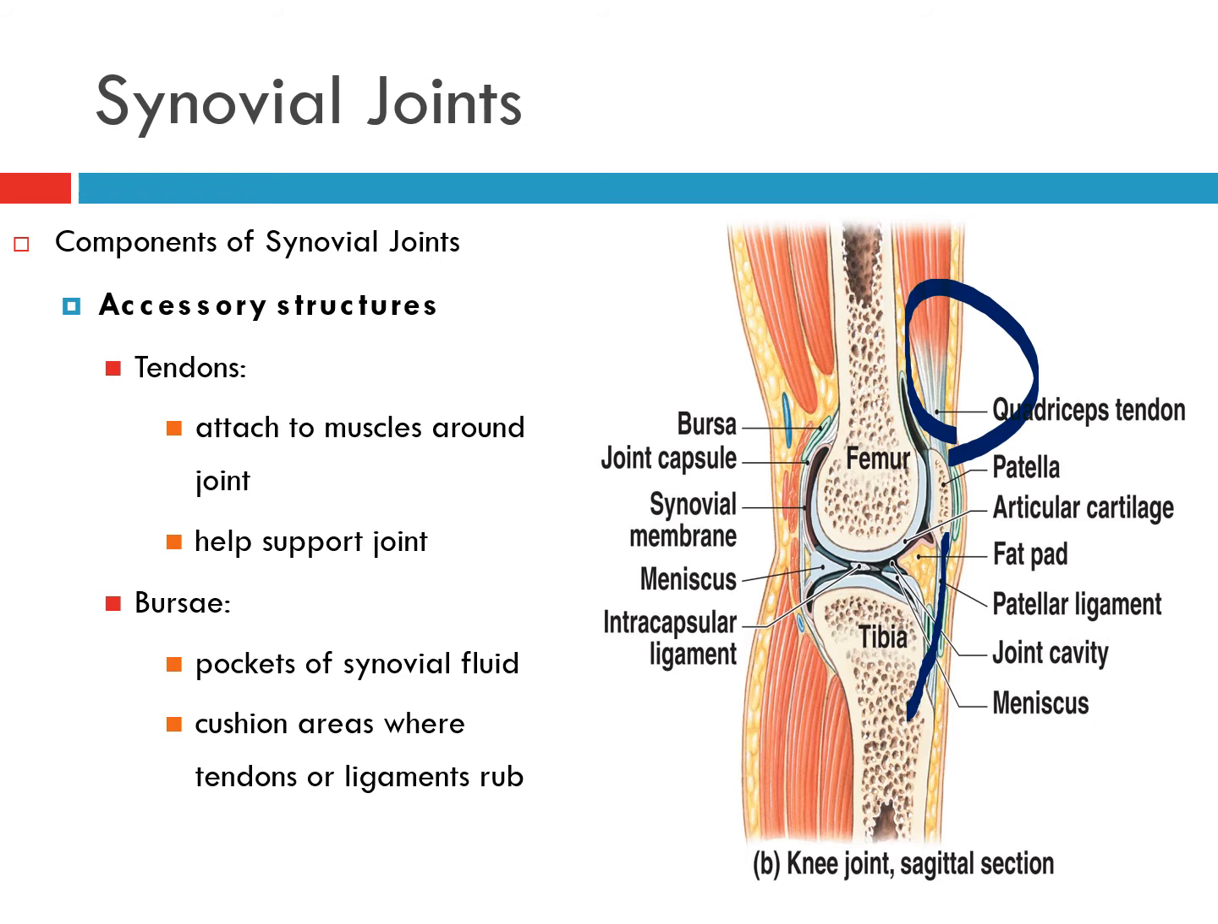And then last but not least, we have bursa. A bursa is a pocket of synovial fluid that is surrounding the joint, and it cushions areas where tendons and ligaments might rub together. So they traditionally have a very small amount of synovial fluid in them. Sometimes they get inflamed, they fill with more synovial fluid, and they become very irritated. And that's when we get what's called a bursitis.